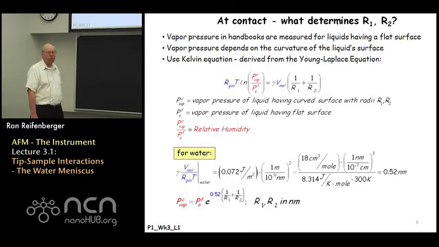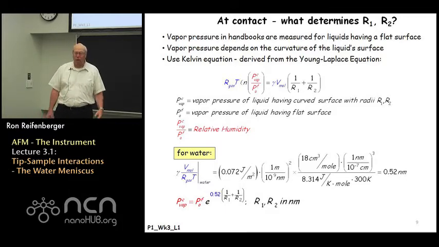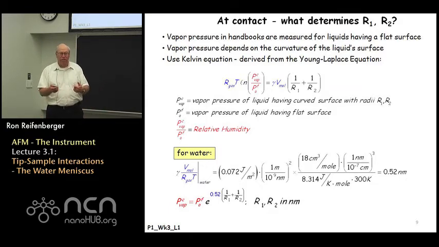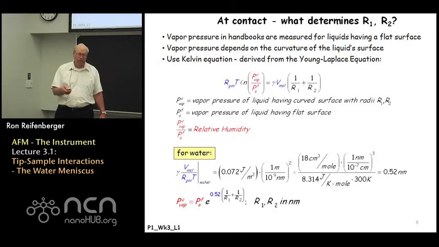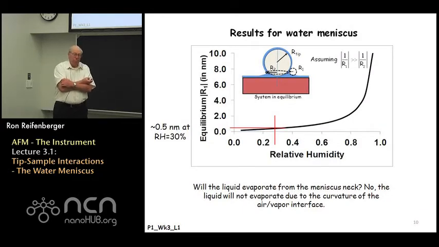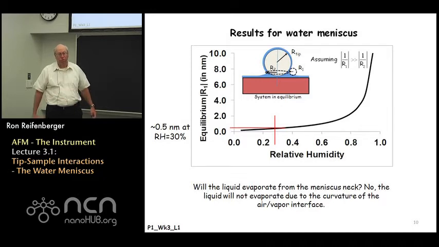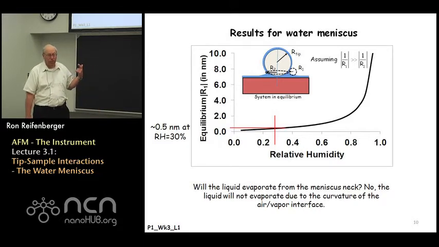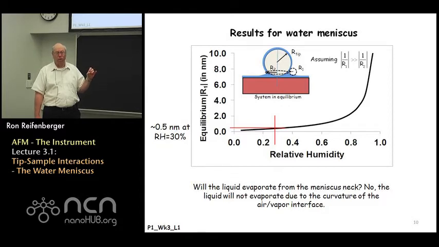If you work through those numbers, you'll find that the characteristic length scale for water is on the order of half a nanometer. So this sets the scale for the discussion that we're going to follow. In particular, we could ask the question, how big is R1, how big is R2, let's say at 30% relative humidity. I run through that calculation in this particular slide. When I did this calculation, I assumed that R1 was much, much smaller than R2, so I neglected R2 in the calculation.